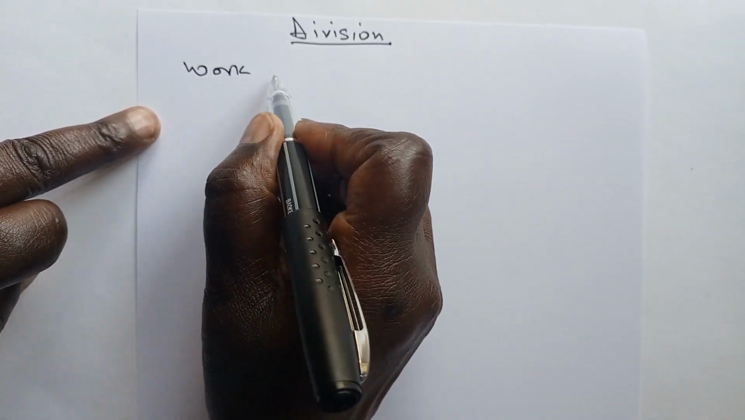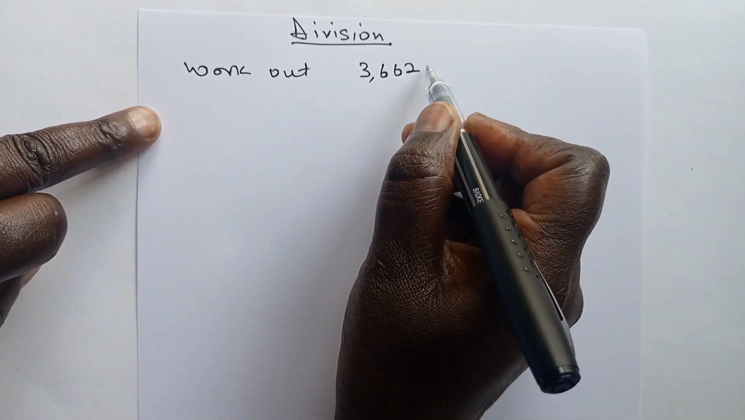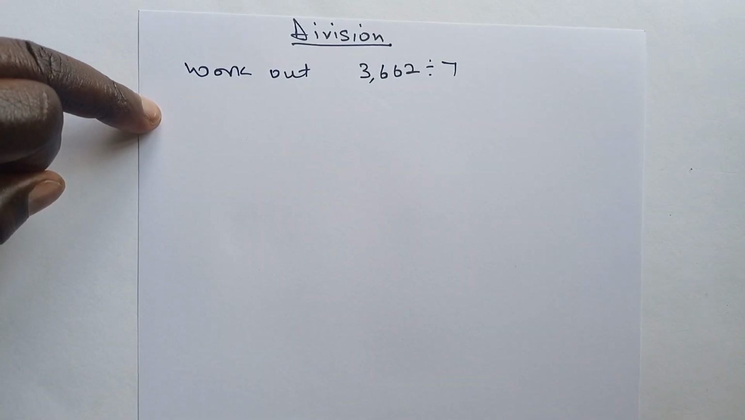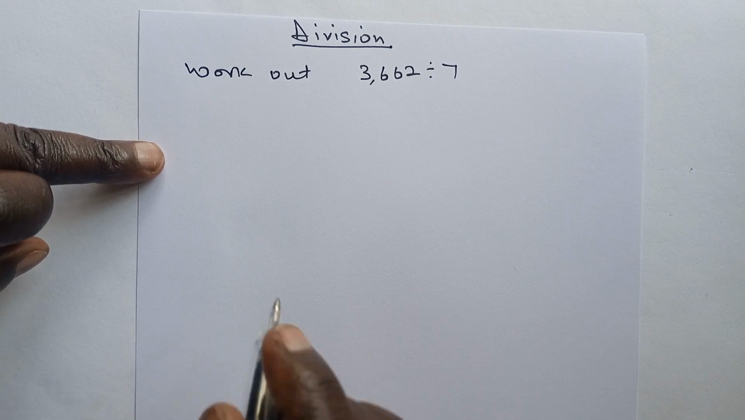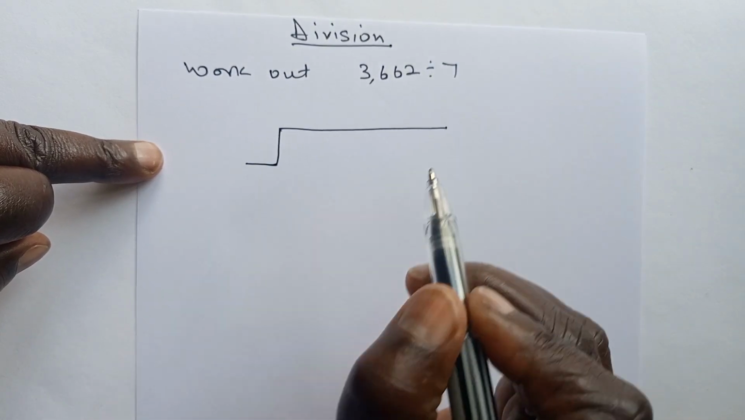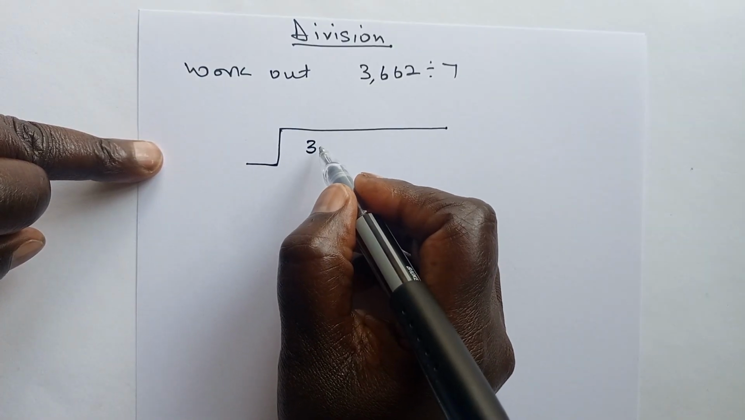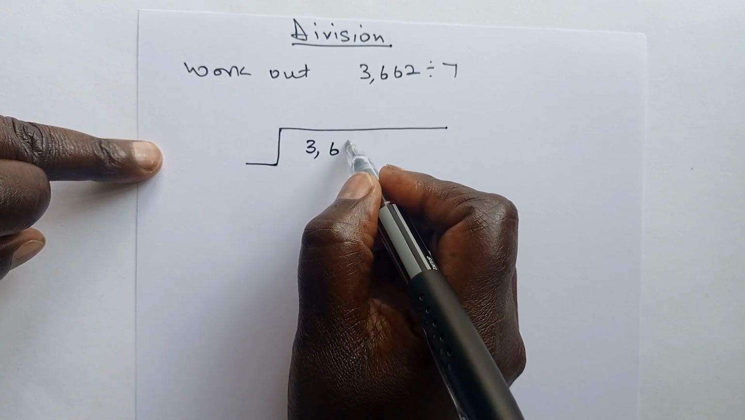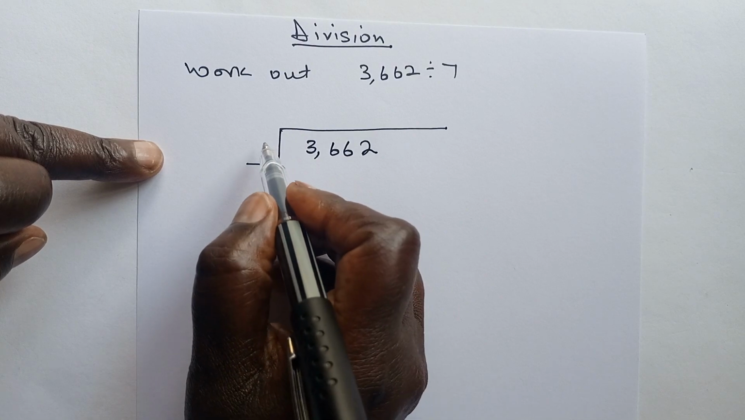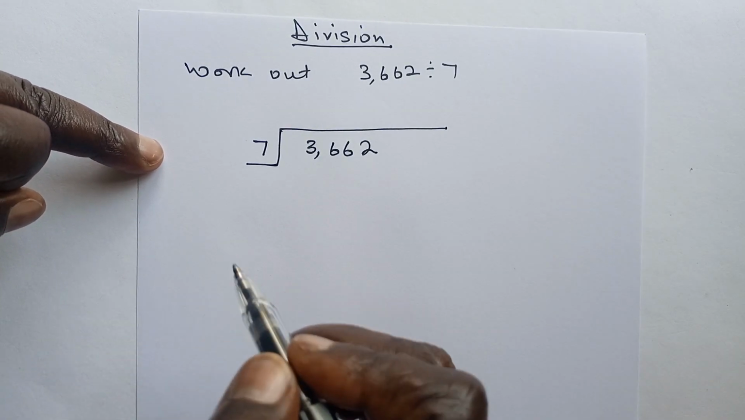If you are told to work out 3662 divided by 7, in division we normally use this simple bar, where we have the number we are dividing, 3662, written under that bar, and the divisor, which is 7, is written outside.